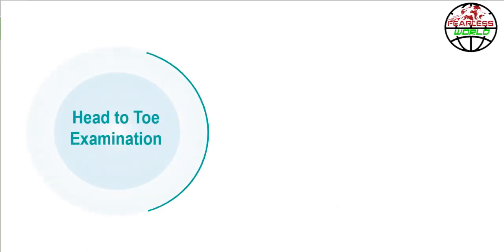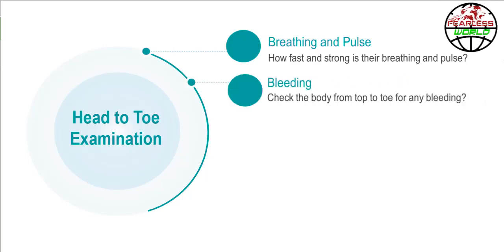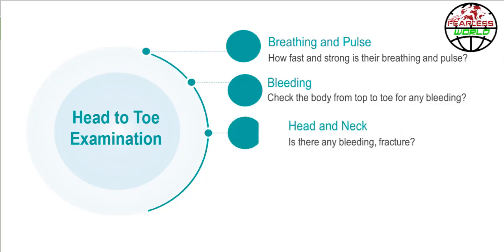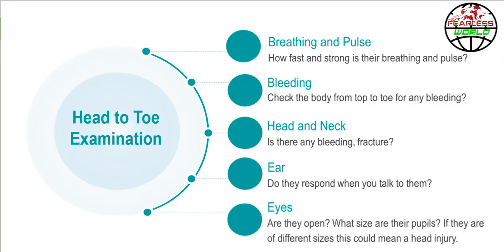Now let's look into the head-to-toe examination techniques. Breathing and pulse. How fast and strong is their breathing and pulse? Bleeding. Check the body from top to toe for any bleeding. Head and neck. Is there any bleeding, fracture? Ear. Do they respond when you talk to them? Eyes. Are they open? What size are their pupils? If they are of different sizes, this could mean a head injury.